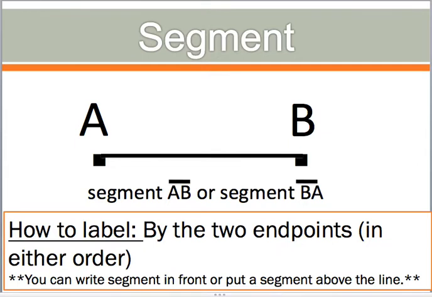All right, and how you label it is very similar to a line. You take the 2 points that are the endpoints of the segment and you put a little bar over top. So very, very similar. So this could have been segment AB or segment BA.